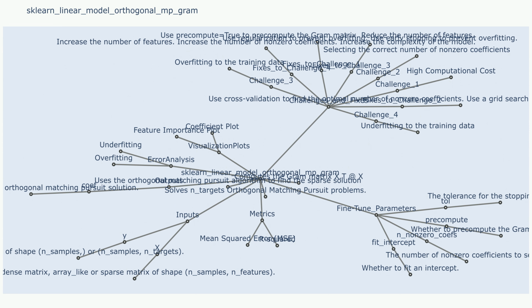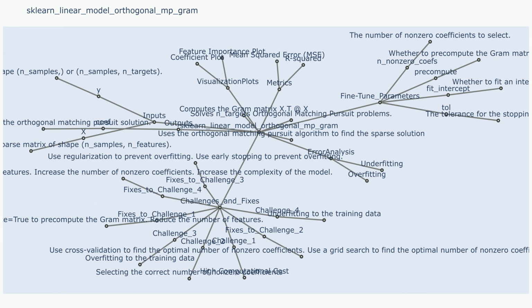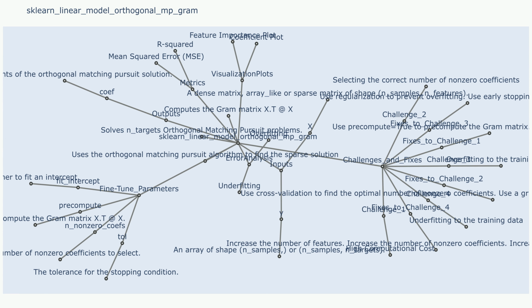Metrics. Mean squared error, MSE, between the predicted and actual values. R-squared score, which measures the proportion of variance explained by the model. Visualization plots: scatter plot of the predicted vs actual values, and residual plot, showing the difference between the predicted and actual values. Fine-tune parameters.